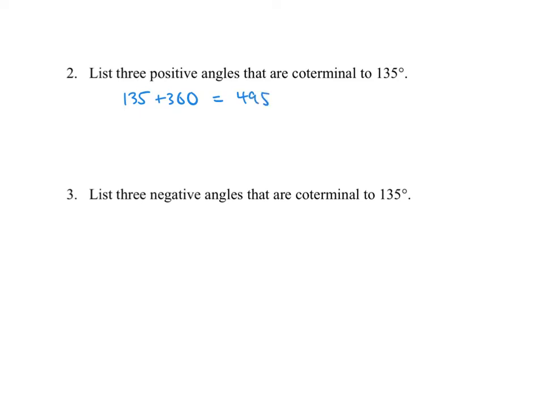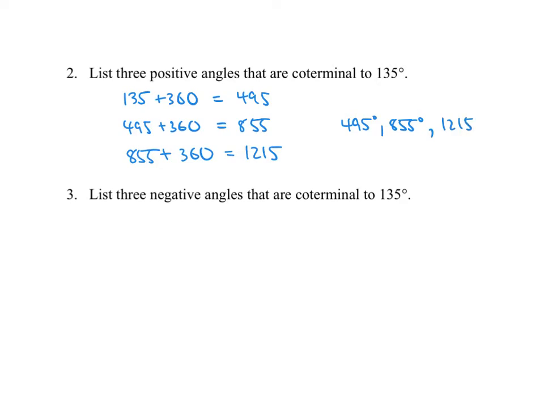I could do another full circle, so 495 plus another 360, and that would give me 855. And then I could add another 360, 855 plus 360 would be 1,215. So 495 degrees, 855 degrees, and 1,215 degrees. And I could keep going all day if I wanted.